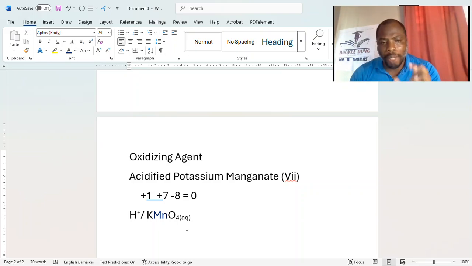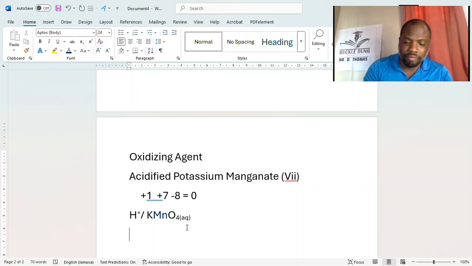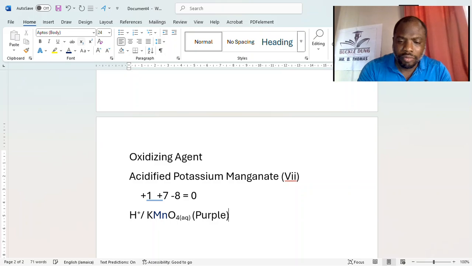Now, if we take this acidified potassium manganate, let me just make mention now that it is purple in appearance. So this is purple. If I take another oxidizing agent, or an unknown compound and I react it with this potassium manganate, it's just going to remain purple. And so more than likely, we would know that that unknown substance is also an oxidizing agent.